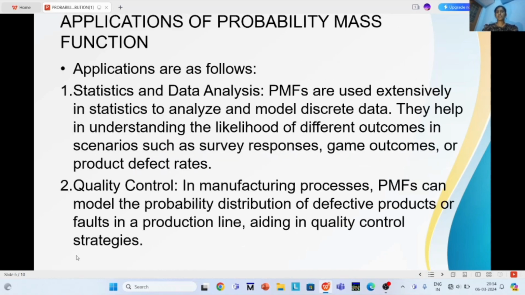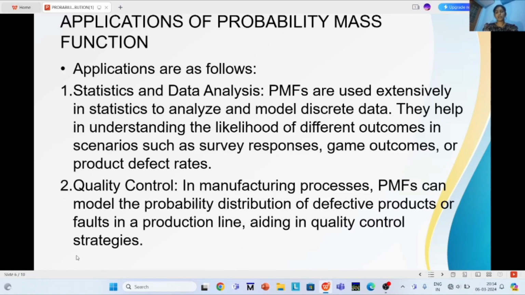Next we have the applications of probability mass function. Applications are as follows. First is statistics and data analysis. Second we have quality control. In statistics and data analysis, probability mass functions are used extensively in statistics to analyze and model discrete data. They help in understanding the likelihood of different outcomes in scenarios such as survey responses, game outcomes and product defect rates.